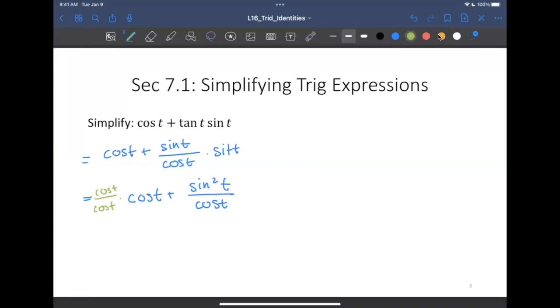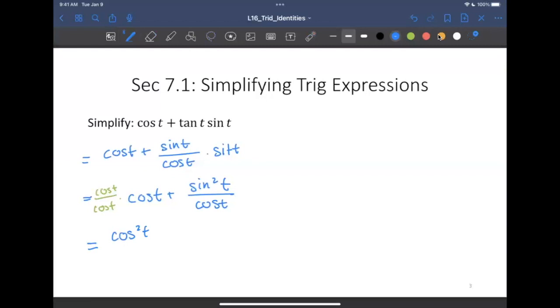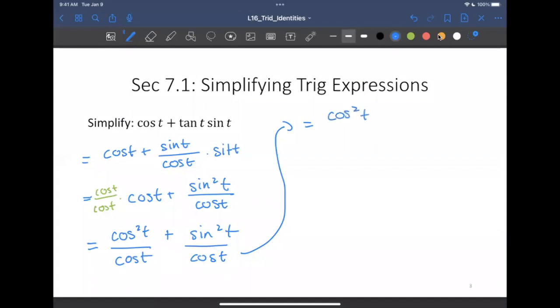So that becomes cosine squared t, since cosine of t times cosine of t is cosine squared t, plus sine squared t, and both are over cosine of t. Since they both have the same denominator now, I can add across, and I get cosine squared t plus sine squared t, all over cosine t.